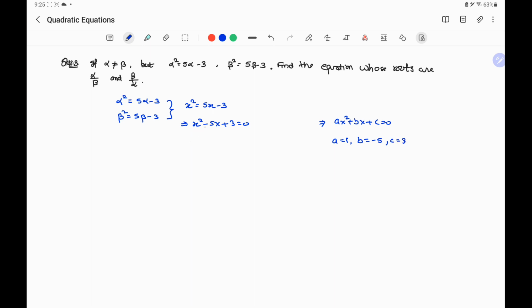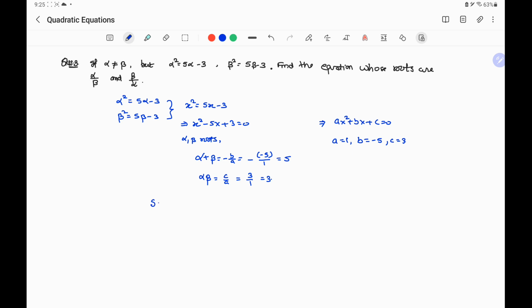On comparing, we will find that a equal to 1, b equal to minus 5, and c equal to 3. So because alpha and beta are roots of this quadratic equation, the sum of the roots alpha plus beta equal to minus b by a, which will be equal to minus of b is minus 5 and a is 1, that will be equal to 5. And the product of the roots will be c by a, that is c is 3, a is 1, so it is 3. Now we have to find the quadratic equation whose roots are alpha by beta and beta by alpha.